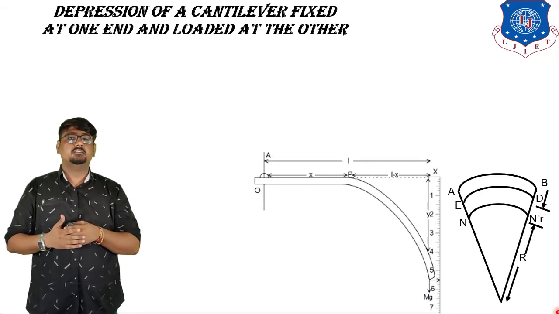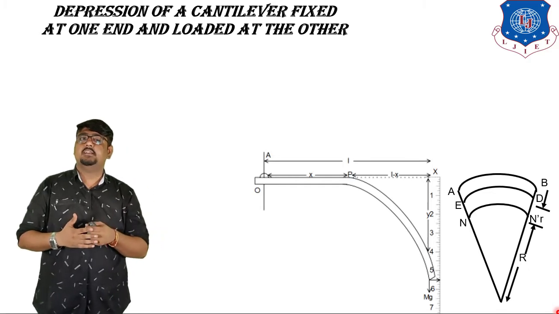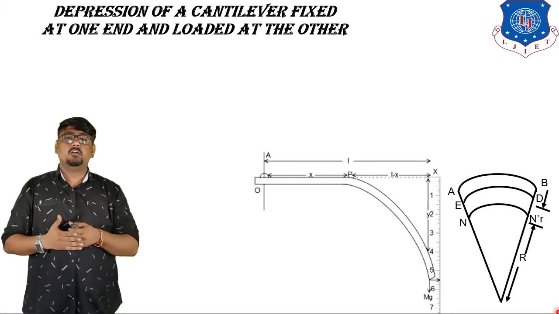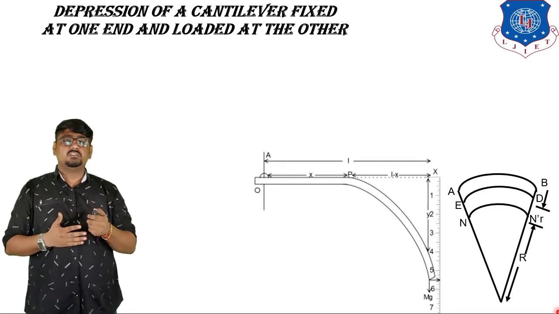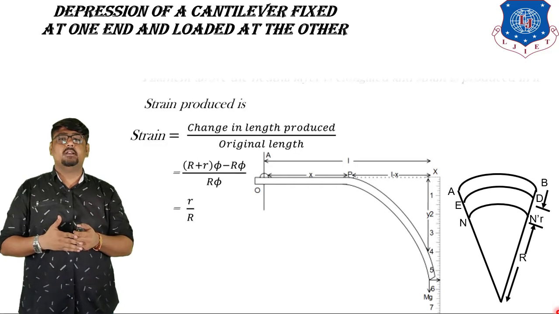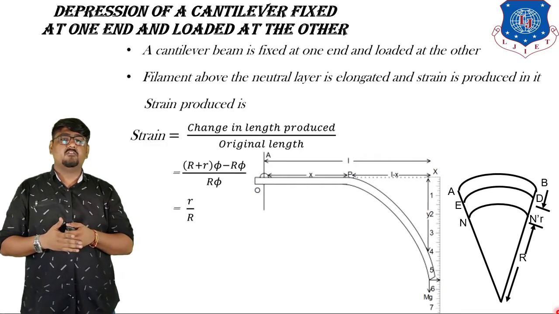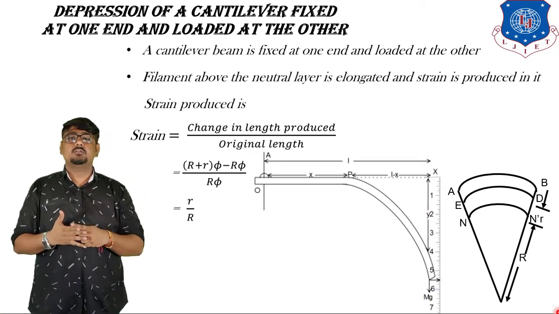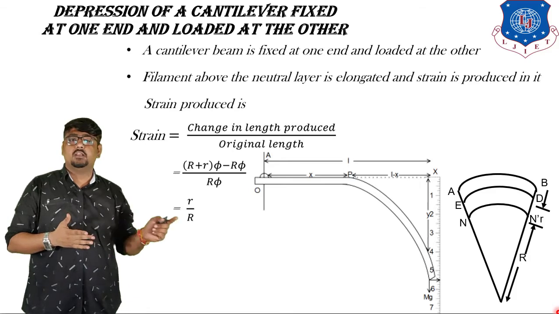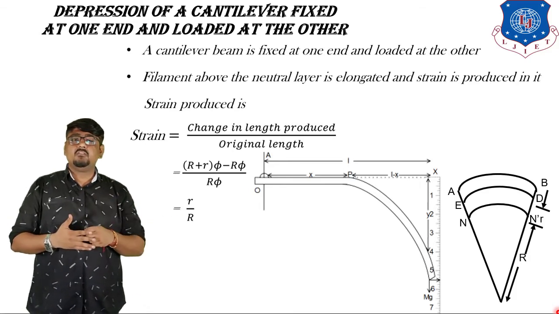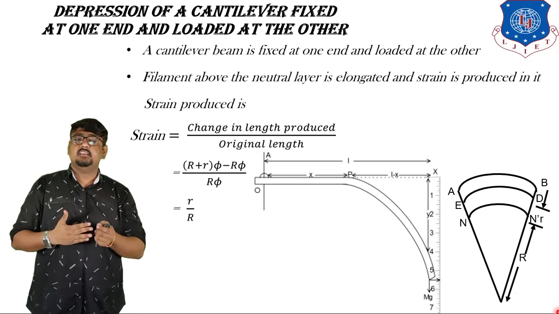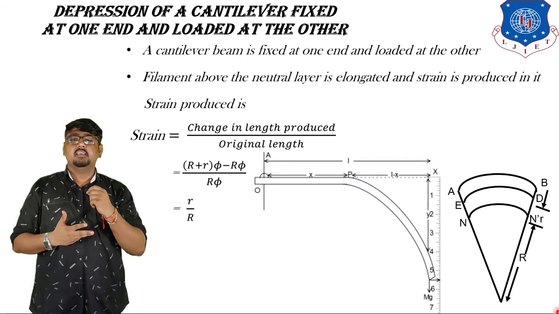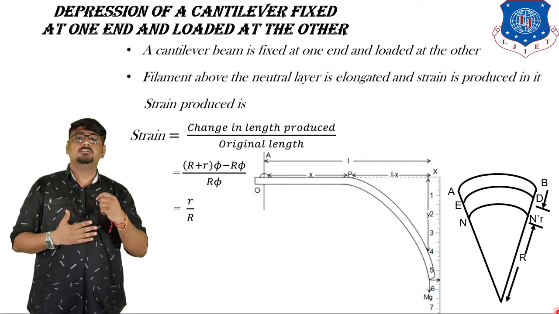So let's start with the first case of today's session, that is the depression of a cantilever fixed at one end, loaded at the other end. Okay. So in order to find the depression of a cantilever, let us first of all derive an expression for the bending moment of the beam. Let us consider a filament ED situated at a distance small r from the neutral filament N dash as shown in figure B. The length of the filaments N dash and ED is the same under the unstrained condition, that is N dash equals ED equals R phi.